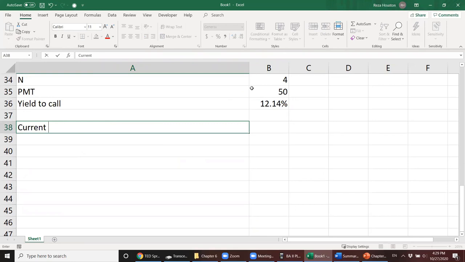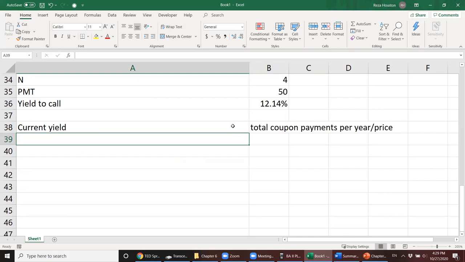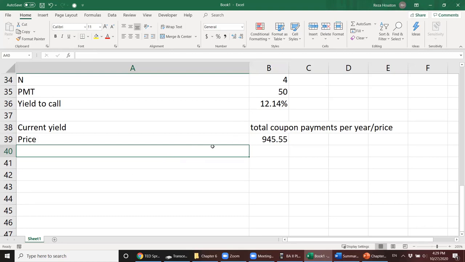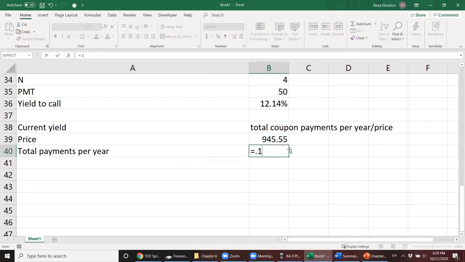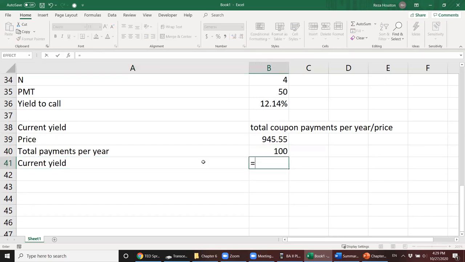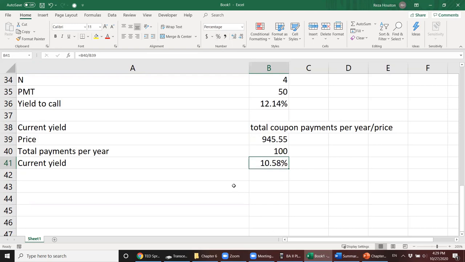Okay, the last thing that we're looking for here is the coupon or the current yield. And the current yield is just our total coupon payments per year divided by the price. And we know that our price is $945.55. And we know that our total payments per year is just our coupon rate times our face value. So if we buy this bond, this is how much, $100, we get every single year as a bondholder. So current yield is just 100 divided by 945.55, or about 10.6%. So there we go.